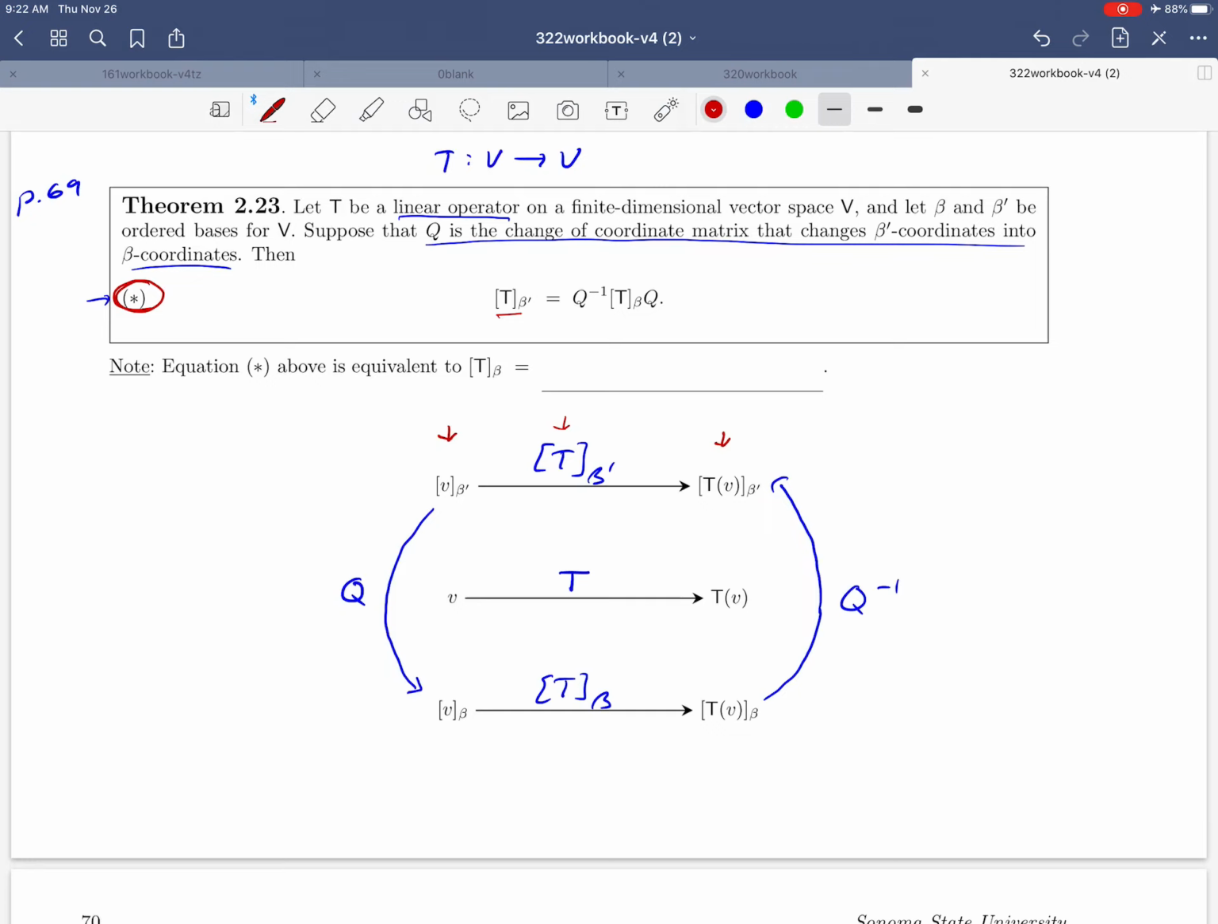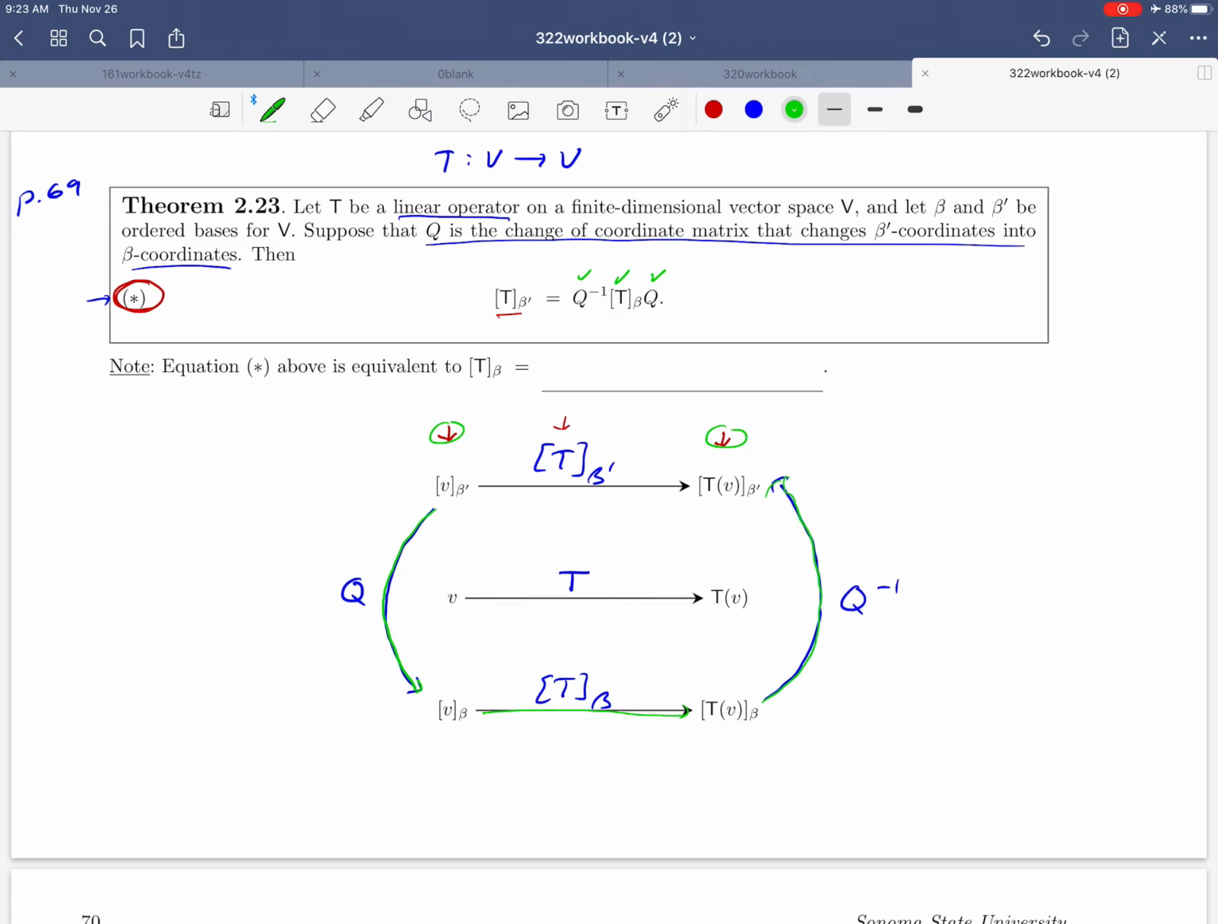But there's another way to get from here to here in our diagram. We could take the low road and first multiply by Q, then multiply by the matrix of T relative to beta, and then multiply by Q inverse. So Q, T beta, Q inverse. Notice that if you look at the right-hand side and read it backwards, Q, T beta, and Q inverse.